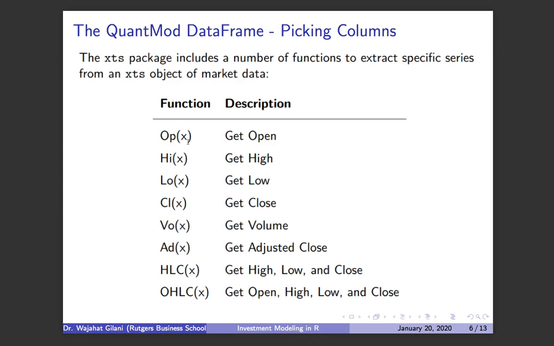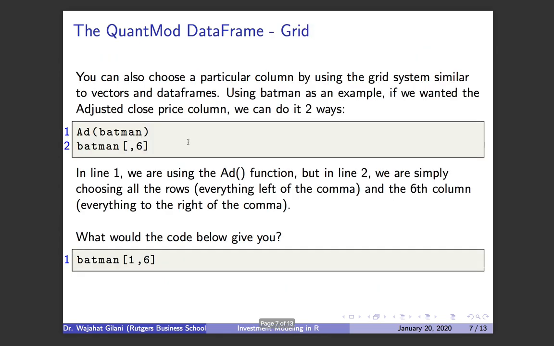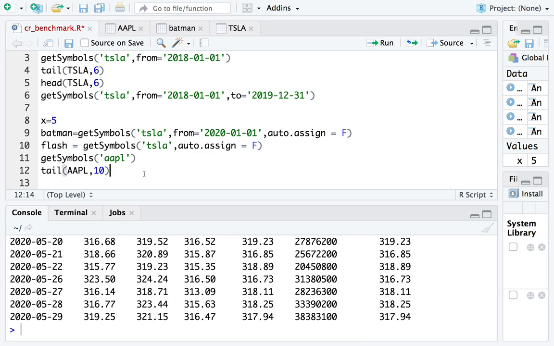All right, fair enough. But then they have combinations. HLC will give you the high, low, close columns. OHLC will give you open, high, low, close, and so on. Let me show you a little something of what's going on there.